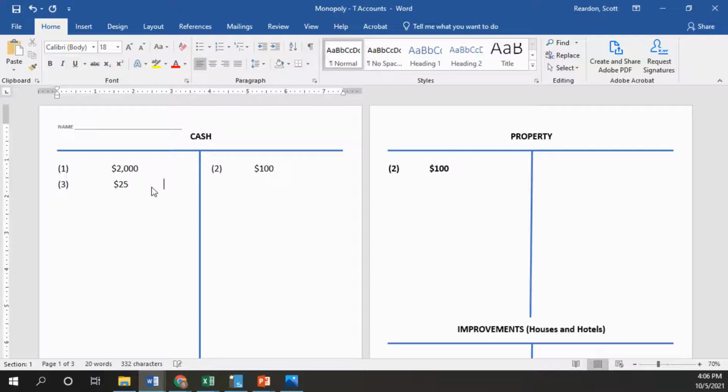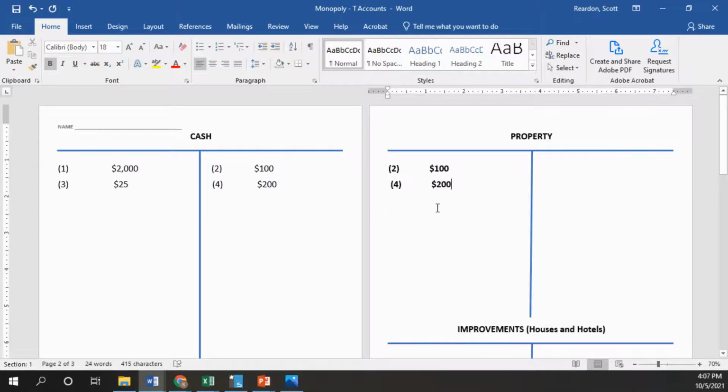We bought another property, we bought Park Place for $200. Park Place, $200 property. You can kind of see where this is going, can't you?